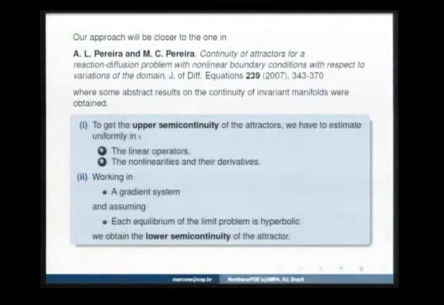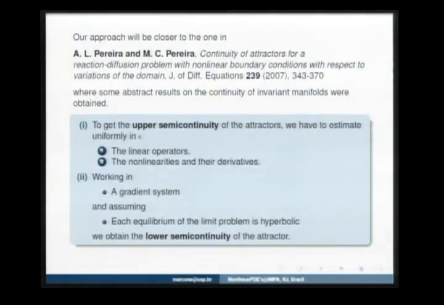We have obtained this result using some abstract results from this work. How can we do it? To get the upper semi-continuity of the attractor, we have to understand how the linear operators of the original problem behave with respect to epsilon, and we have to study the nonlinearity with respect to epsilon too. Then we have to prove that the nonlinearities are continuous with respect to the parameter, and their derivatives too.